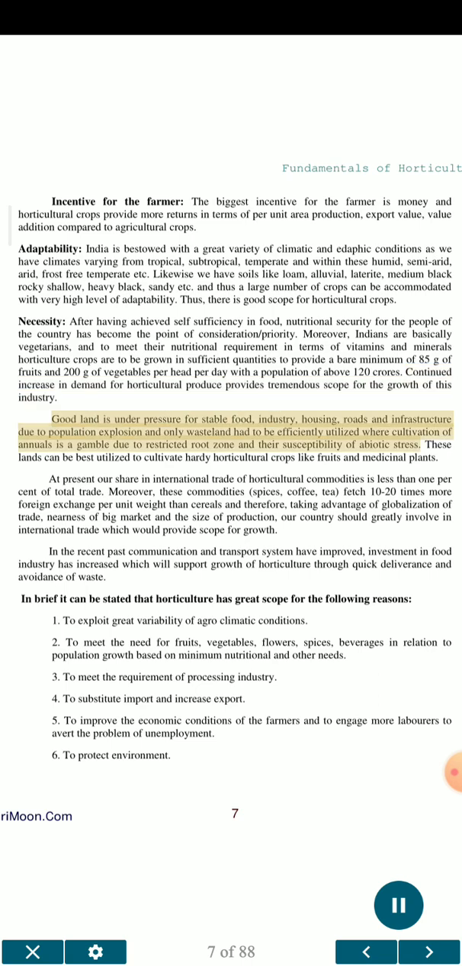Good land is under pressure for staple food, industry, housing, roads and infrastructure due to population explosion, and only waste land has to be efficiently utilized, where cultivation of annuals is a gamble due to restricted root zone and their susceptibility to abiotic stress. These lands can be best utilized to cultivate hardy horticultural crops like fruits and medicinal plants.